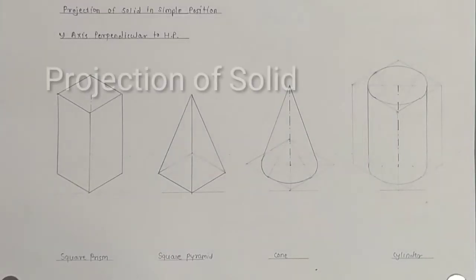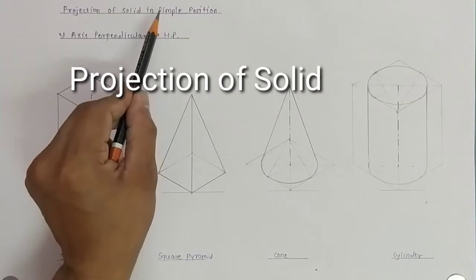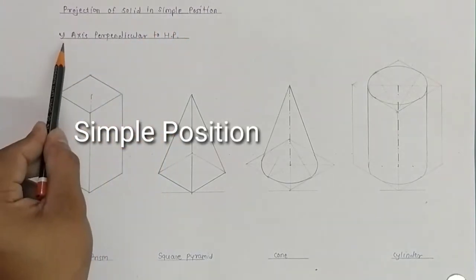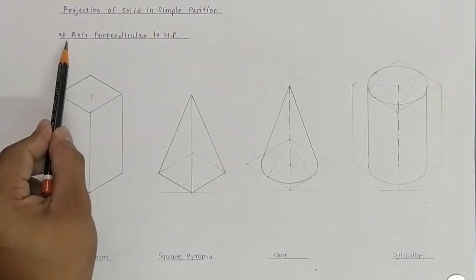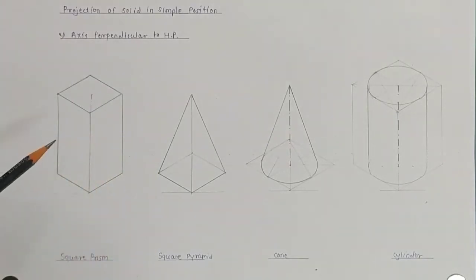Welcome to all. In this video, we have to learn projection of solid in simple position. In your syllabus, we have to learn axis perpendicular to HP. First of all, we have to become familiar with the different terminology used in solids. There are different types of solids: square prism, square pyramid, cone, and cylinder.